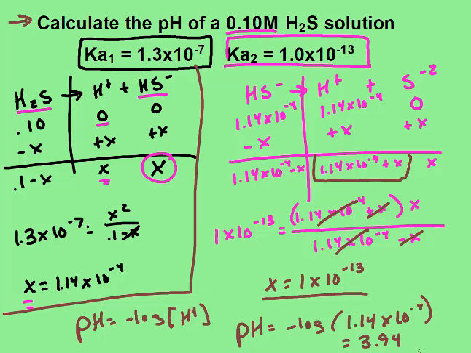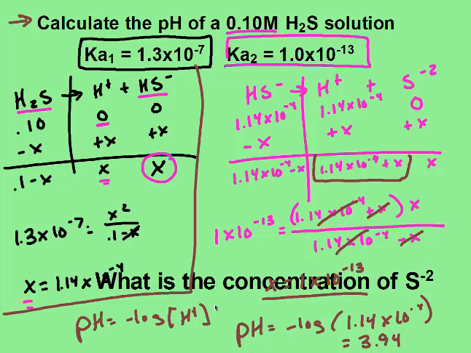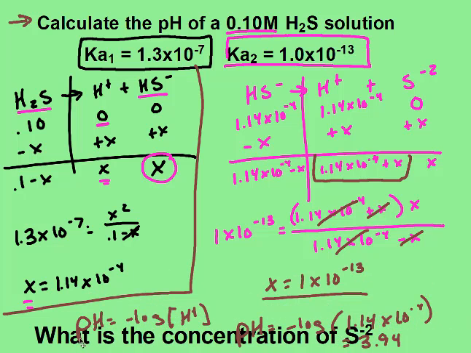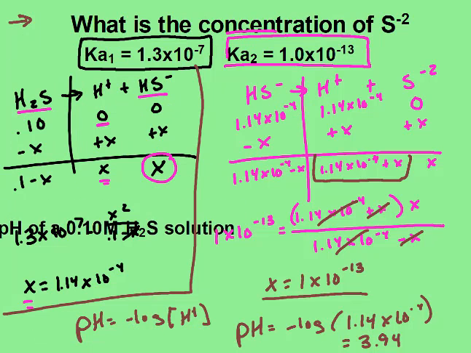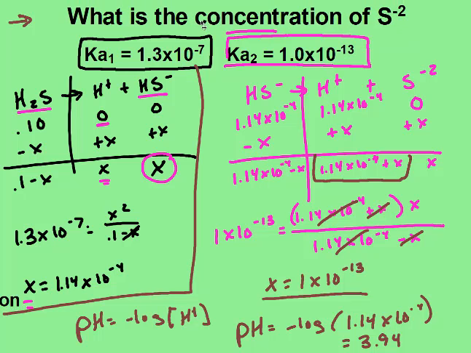When you would need to do the pink step is if the question had said, what is the concentration of S negative 2? So if that's what our question was, then I would have needed to do this pink step because my S negative 2 is what X is in the pink part over here. So this is equal to my S negative 2.